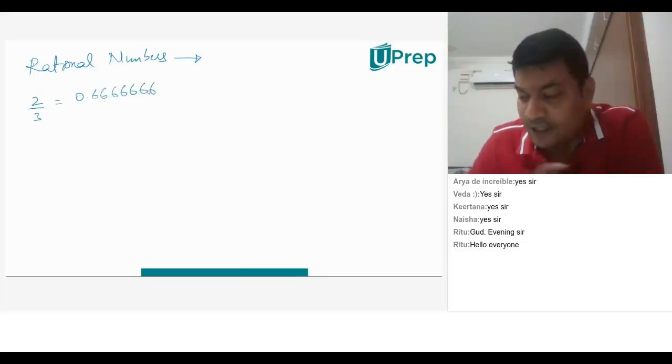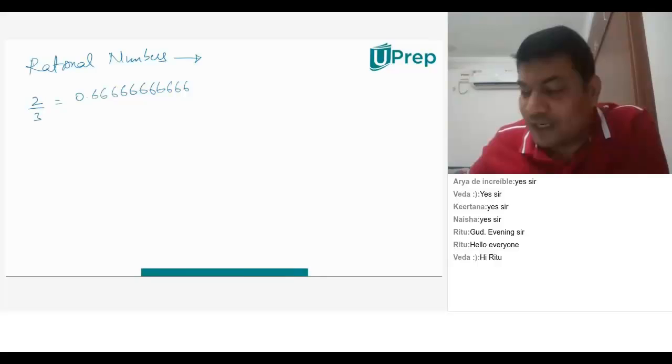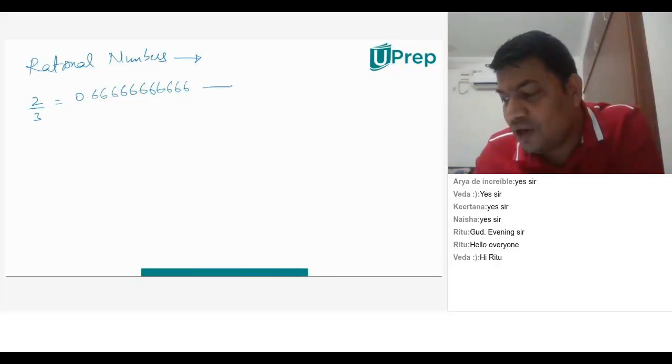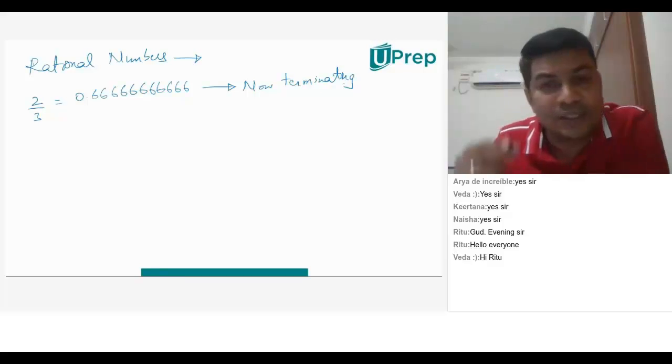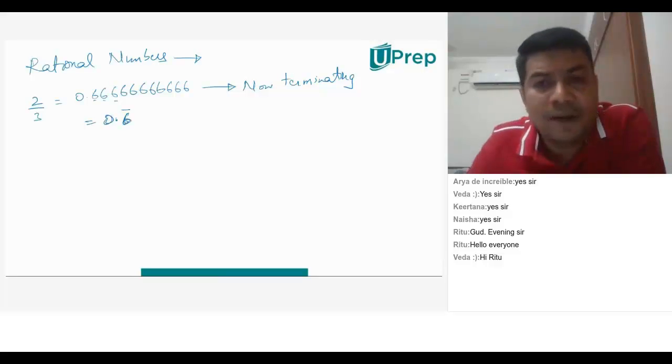Okay, first let's understand that. So here in this case, 0.666666, if you keep on writing it, it is not terminating, it is going on. Whenever it's going on, that's the reason it's called non-terminating. Because it is not terminating, it goes on and on. It's a different story that we write this as 0.6 bar. We'll understand that later. When the same number is repeating, we call this 0.6 bar. We'll come to these bars later on.